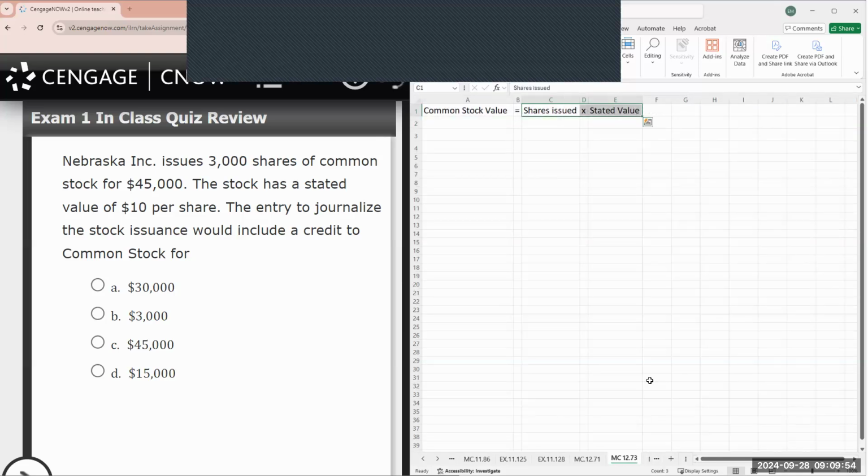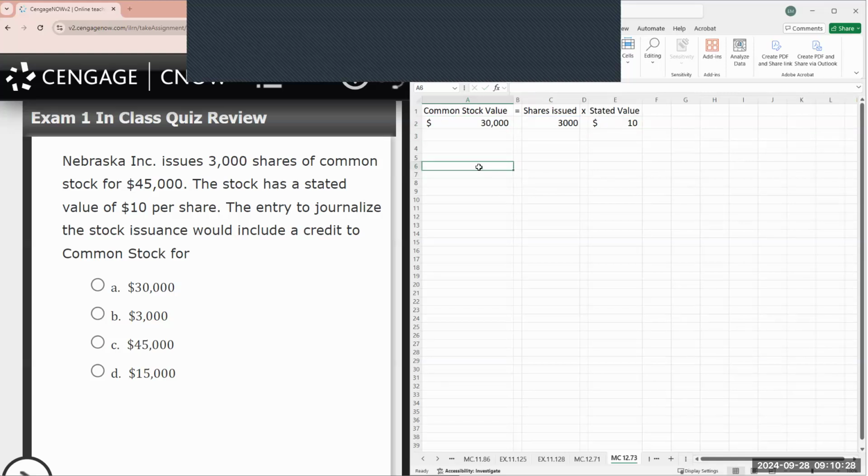All right, the next problem asks us to journalize the stock issuance. Nebraska Inc. issues 3,000 shares of common stock for 45,000. The stock has a stated value of $10 per share. The entry to journalize the stock issuance would include a credit to common stock for, so 3,000 shares were issued. The stated value per share is $10 per share. So therefore, the common stock value is 3,000 multiplied by 10, 30,000.